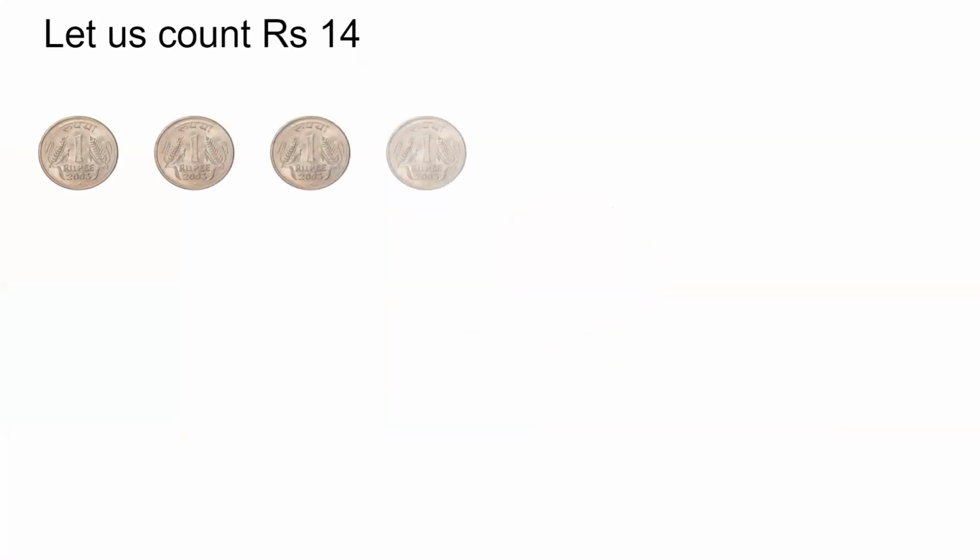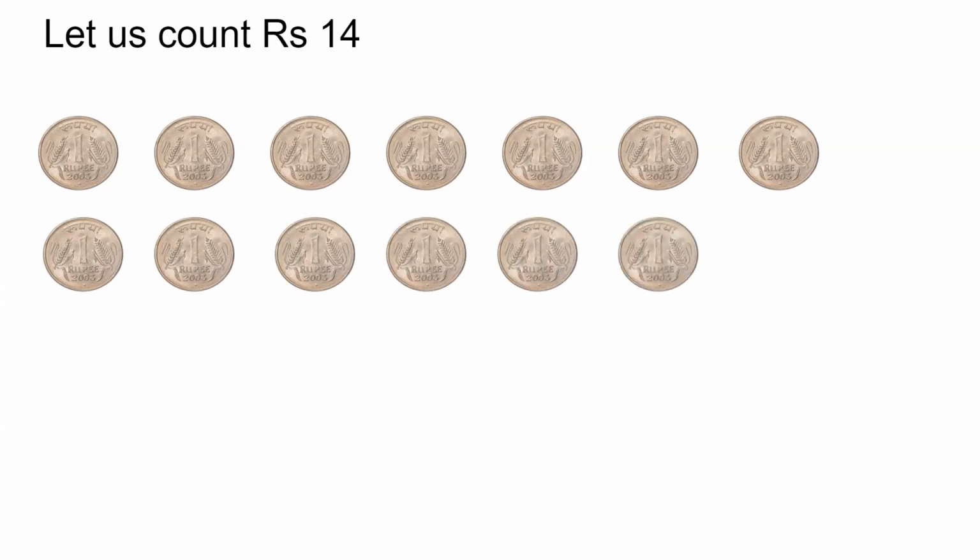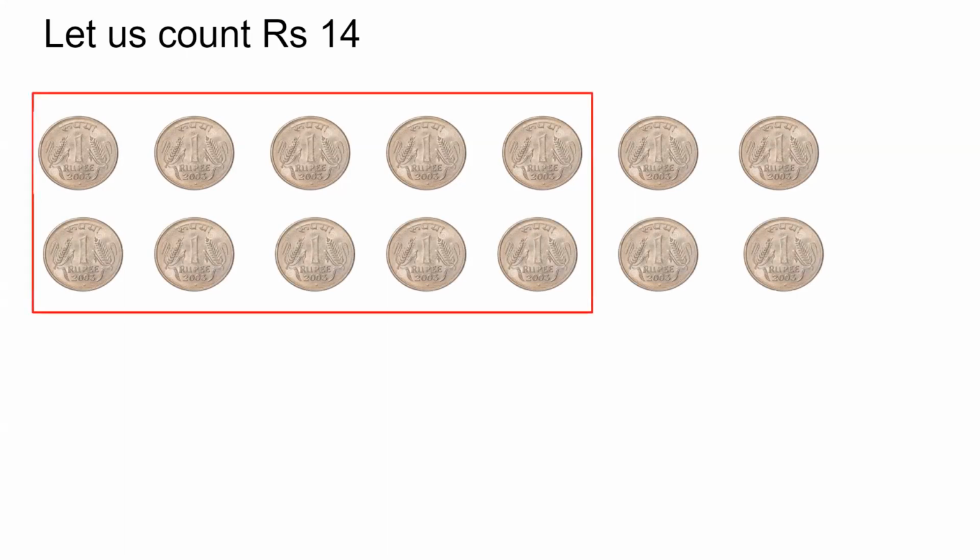Let us try. So, for rupees 14, I will give uncle, let's see how many coins. 1, 2 rupees, 3 rupees, 4 rupees, 5 rupees, 6 rupees, 7, 8, 9, 10, 11, 12, 13 and 14. So I will give 14 coins of rupees 1. So ye kitna ho gaya total? This is rupees 14. But itni sari coins, right? So many coins. What did we just learn? We learned that 10 coins of rupees 1 are the same as 1 note of rupees 10.